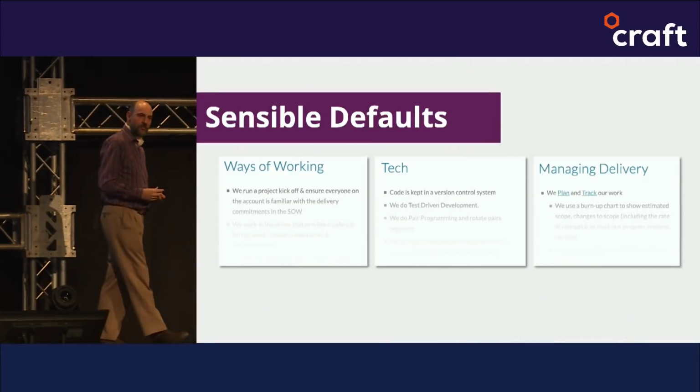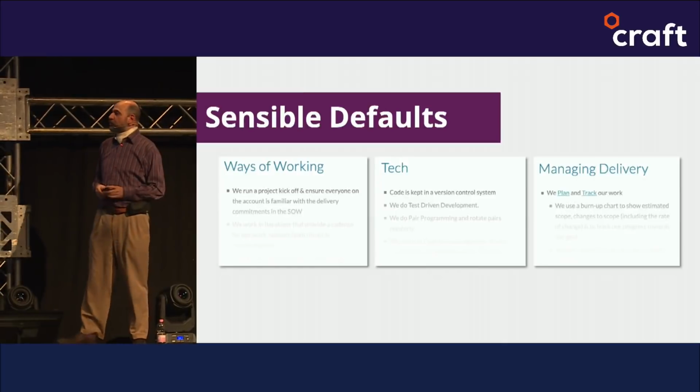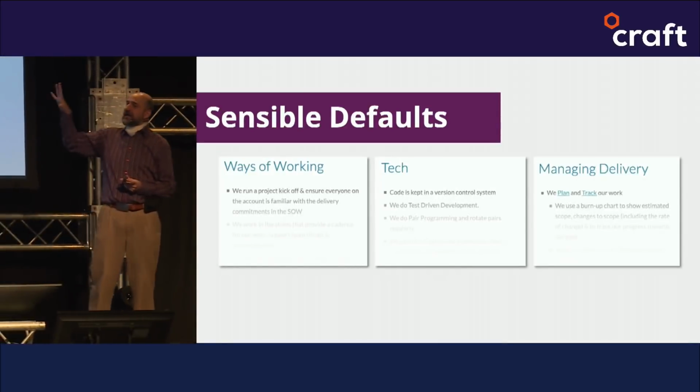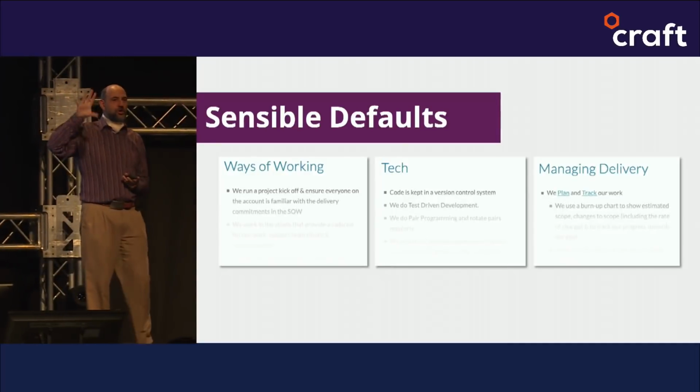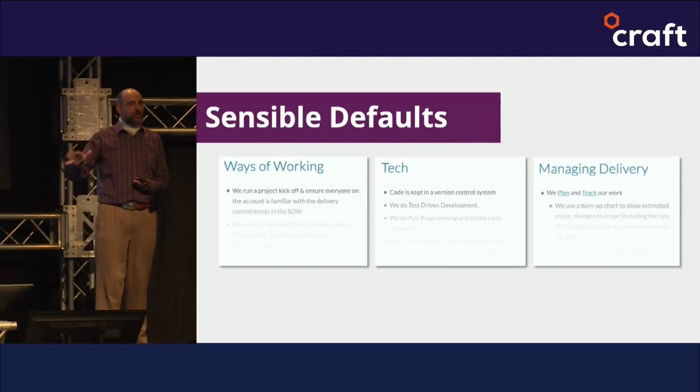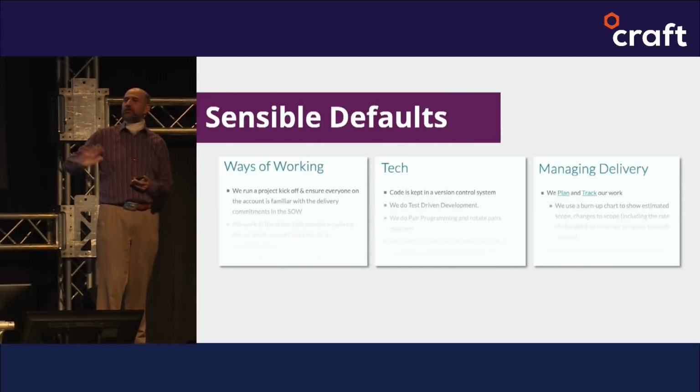Now, another phrase that we use occasionally is the idea of sensible defaults. And this is really an outgrowth of the idea of what goes in the adopt ring. Another way of thinking about the adopt ring is to say, these are the kind of default starting points that we think are a sensible thing.